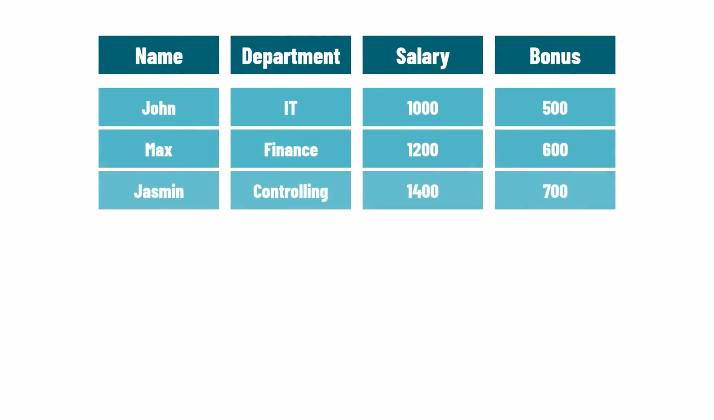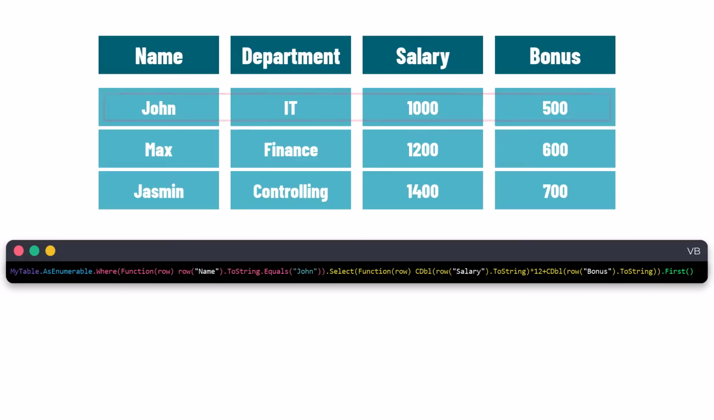Suppose I have now the following table. For example, if we want to calculate the yearly salary including a bonus of the employee John, we can do that as following. Here I am filtering the table to get only the employee John. After that I am selecting the salary, multiplying it by 12 months and adding the bonus. The result will be yearly salary including the bonus. So, we have a table as input and the output is one value, which is calculated based on different values.